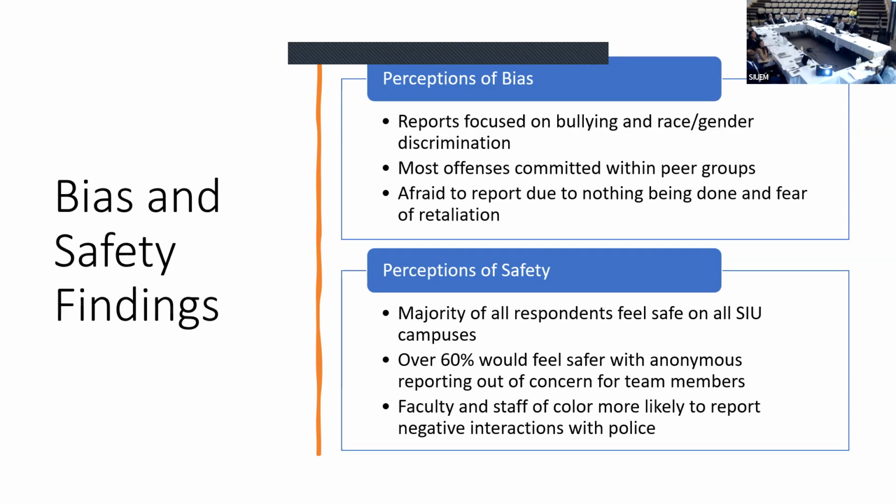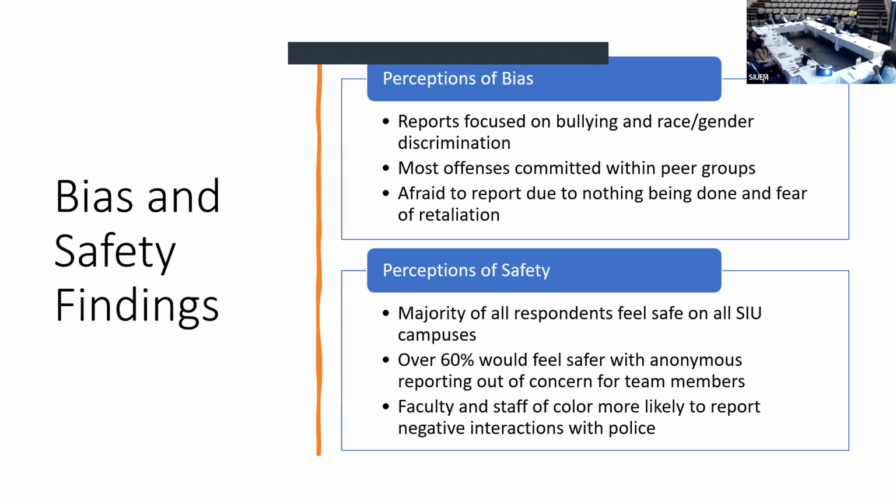It's also important to know when we specifically talk about gender discrimination, that was found among the administrators. So if we want to glean further into that, for whatever reason, the women administrators, and we didn't see a lot of qualitative or quantitative information on that, but gender discrimination was high for women administrators. And then when we looked at people of color, race was also right up there with bullying as well. And then most of the bias offenses were committed within peer groups.